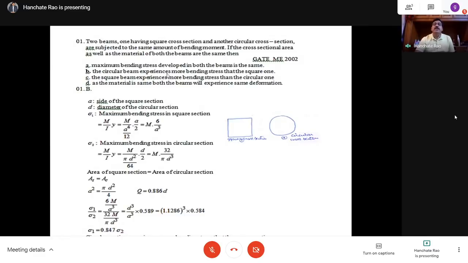The circular beam experiences more bending stress than the square one. So stress in the circle is more than the square. Always remember that circular section is uneconomical. Even rectangular is uneconomical. It's better to go towards T sections or I sections or hollow rectangles or hollow circles, which are more economical sections.